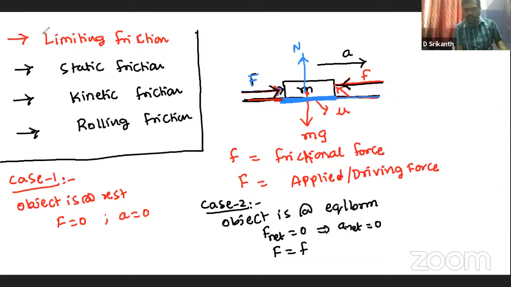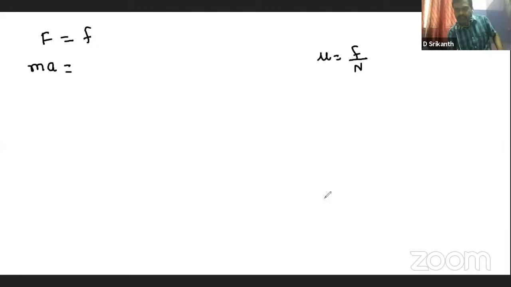When applied force is equal to frictional force, I can write it as applied force. According to Newton's second law, applied force I can write as ma. By definition of coefficient of friction, we can write mu is equal to F by N. So F is equal to mu N, right? So here I am writing it as mu N.